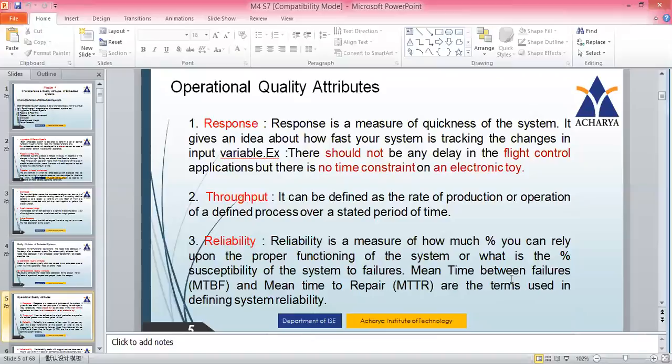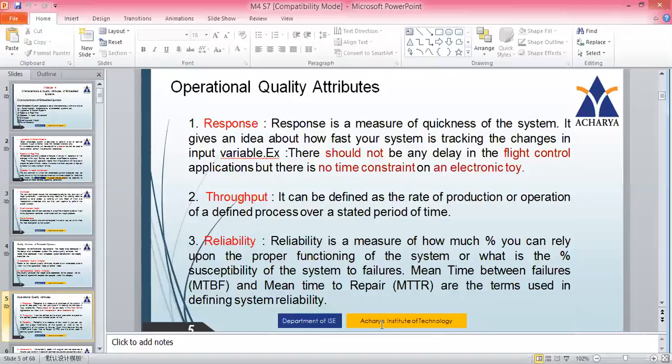So the mean time between failure: the first failure, second failure, third failure, fourth failure. What is the time taken between them? I'm repeating, the first failure happened at 10 o'clock. The second failure happened at 12 o'clock. So what is the gap? 2 hours. Again, the third failure happened at 1 o'clock. Between 12 to 1, there is 1 hour. So take the mean of such failures.